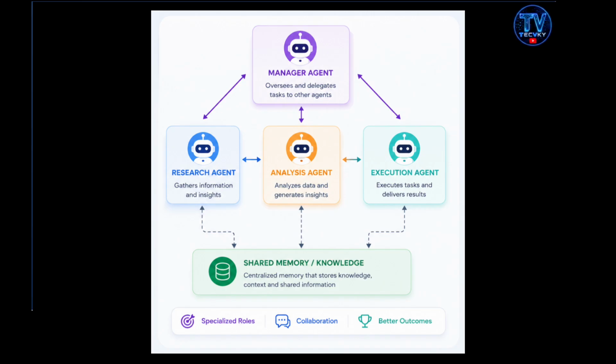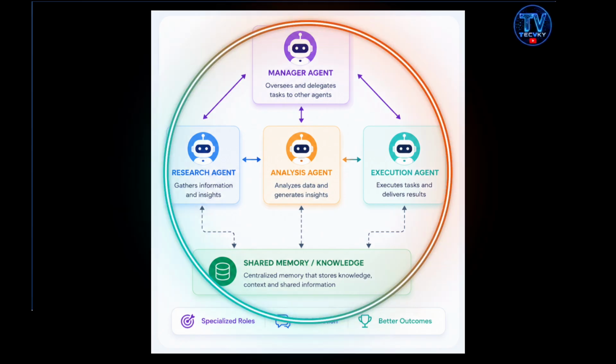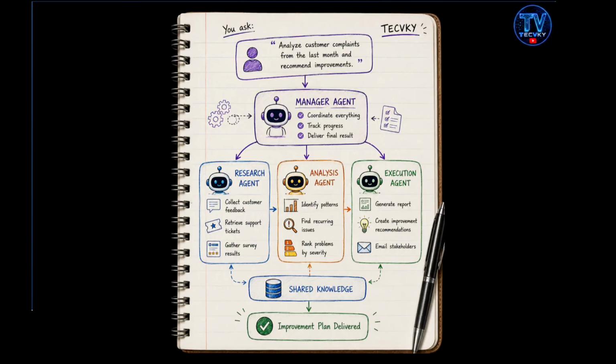The agents continuously communicate with each other. The research agent shares findings, the analysis agent shares insights, the execution agent reports results. Together, they function like an intelligent team. Imagine you ask, analyze customer complaints from the last month and recommend improvements. Research agent: collect customer feedback, retrieve support tickets, gather survey results. Okay. Analysis agent: identify patterns, find recurring issues, rank problems by severity. Execution agent: generate report, create improvement recommendations, email stakeholders. And manager agent: coordinate everything, track progress, deliver final results.